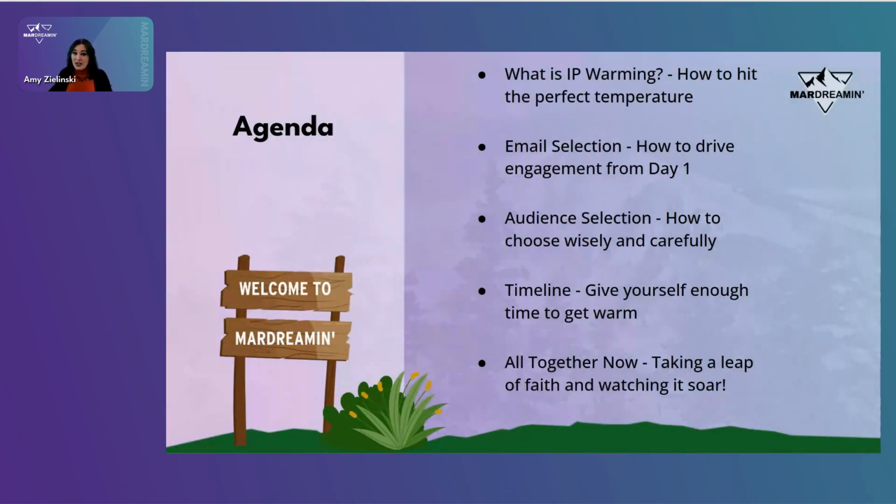And I would like to go through our agenda for today. So first thing is, what is IP warming? And how are we supposed to hit the perfect temperature? Email selection, we'll discuss how to drive engagement from day one of IP warming and make sure that our emails are hitting the right people with our audience selection, how to choose our audience carefully and wisely. Next, we'll hit on timeline and how to give ourselves enough time to get our IP warm.